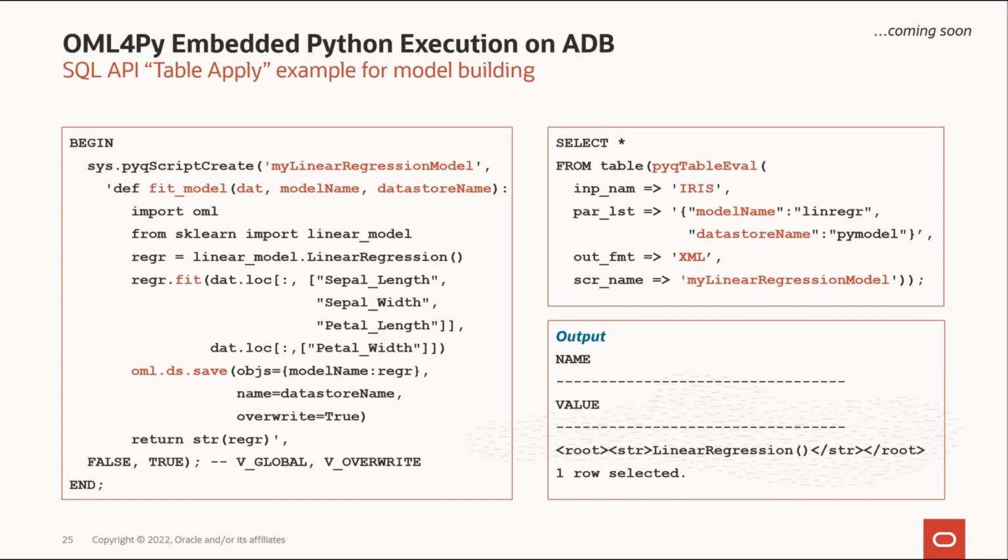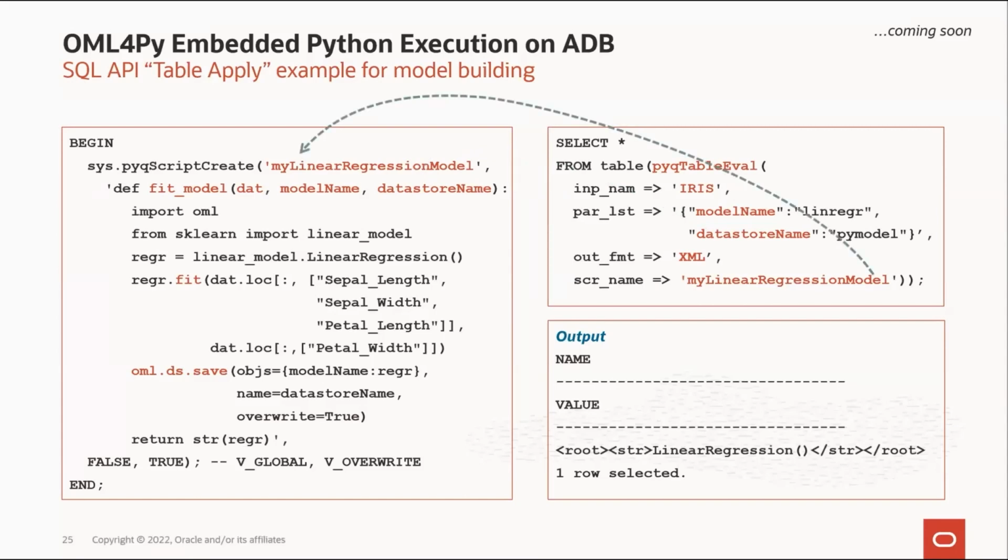On the right, we show invoking this Python function from SQL using the table apply functionality and the pyqTableEval table function. The system automatically populates the first argument dat of the user's function with data from a database table, and this provides a pandas DataFrame to your function. We pass in the iris table name, the user-defined function parameter list, which includes the model name and the datastore name. And we specify the output format as XML and the name of the function as stored in the Python script repository.